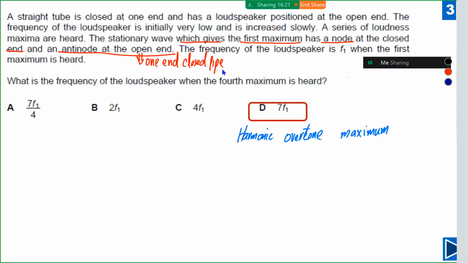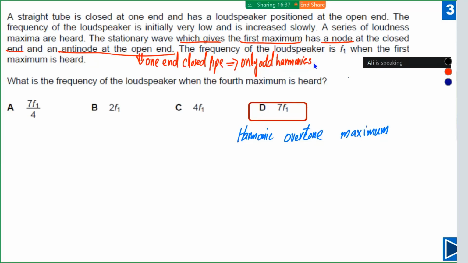Now the second thing you need to understand is that if it is a one end closed pipe, only odd harmonics are produced. Now we need to understand the difference between harmonics and maximum. The question is asking us to calculate the frequency of the loudspeaker when the fourth maximum is heard. Let's try to understand the difference between maximum and harmonic.